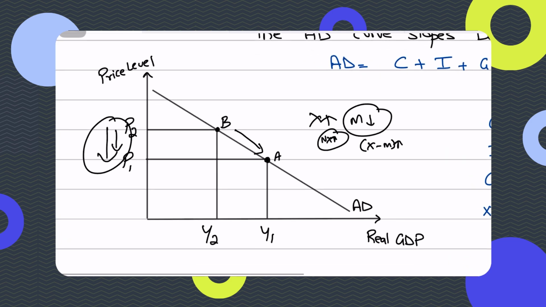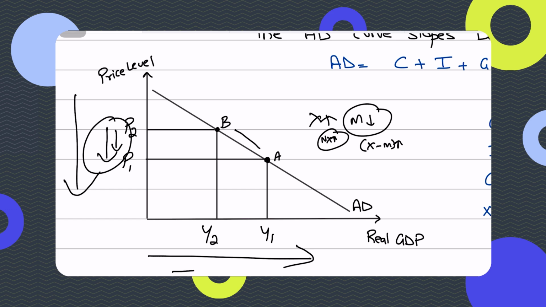And so it follows that if the price level goes down, your real GDP goes up because your spending is being influenced by the change in price level. A fall in price level is causing a rise in real GDP. So, if the price level is going down, your real GDP is going up because your spending is going up, right?